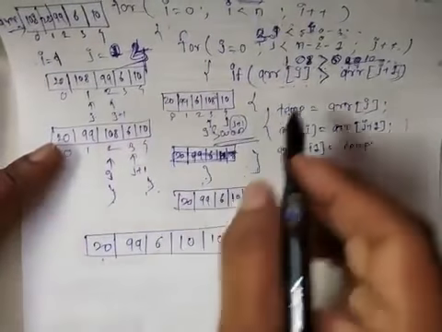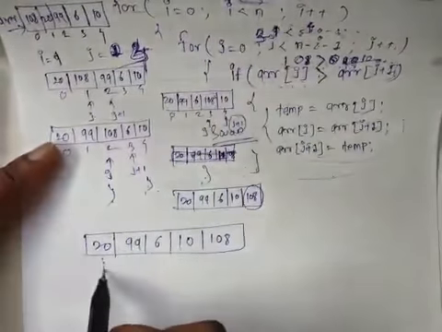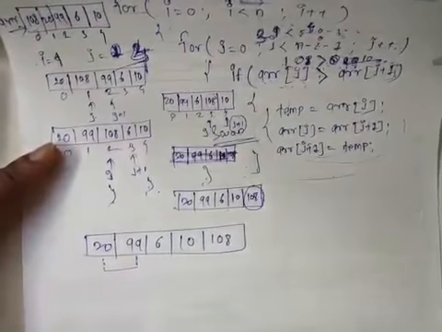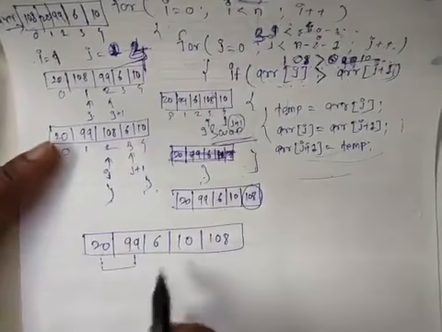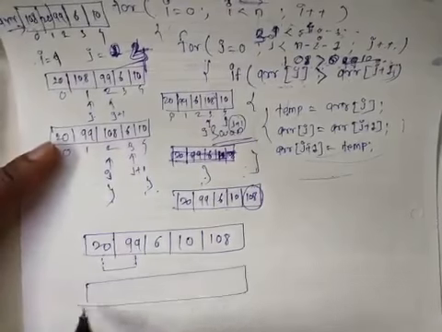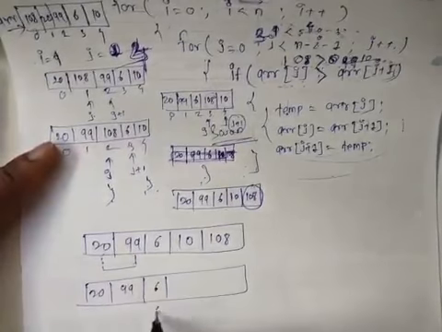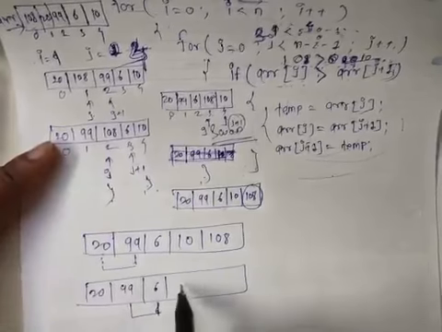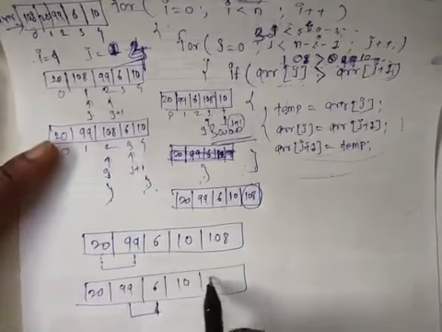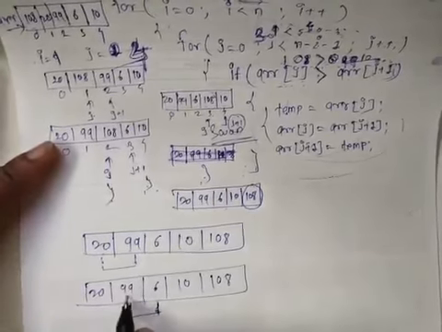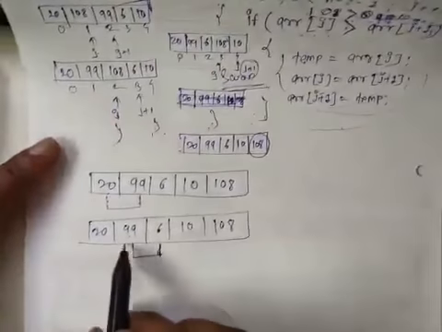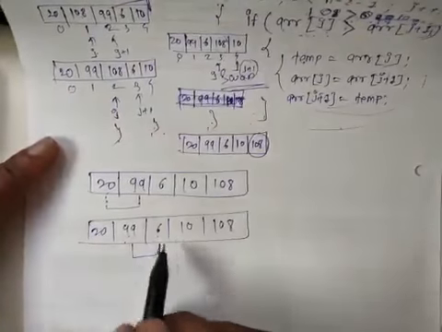Now here what happened? For the inner for loop we started with this 20. 20 will compare with the 99. So 20 is less than 99, there is no change in the array. Then 99 will compare with 6, 10, 108. So what happened? This 99 is greater than 6, so we are going to swap it.